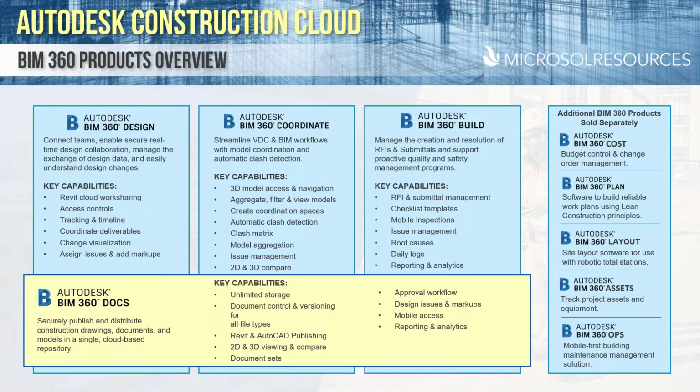We also have Plan, which provides tools for creating work plans and work sequencing. Layout, which is software that is meant to be used with robotic total stations in the field for site layout. Essentially, you can link models and information saved in BIM 360 Docs with the robotic total stations for easy transfer of information to lay out in the field. Assets allows you to track project assets and equipment. Ops allows for using the data housed in BIM 360 Docs for building operations management after project handoff.